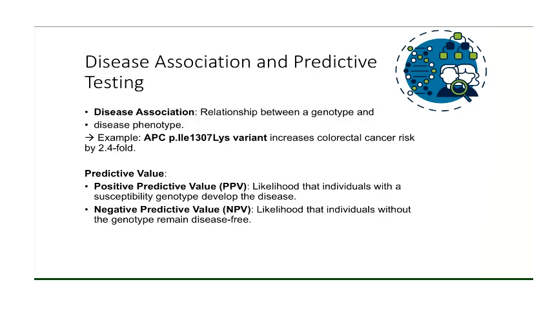A genetic disease association examines the link between a genotype and disease. For example, the APC I1307K variant is associated with a 2.4-fold increased risk of colorectal cancer. Predictive testing measures the likelihood of disease development in individuals with or without a susceptibility genotype, captured by positive and negative predictive values.